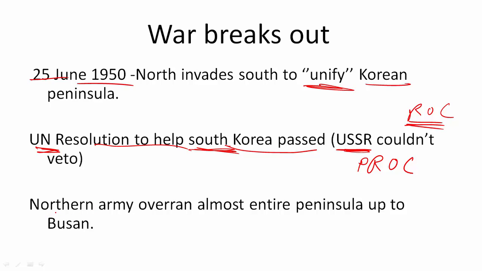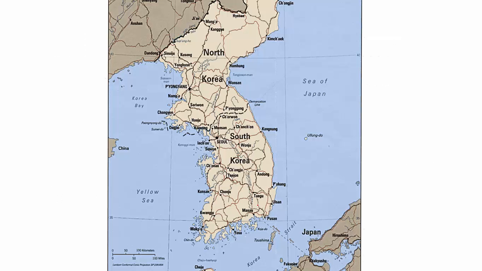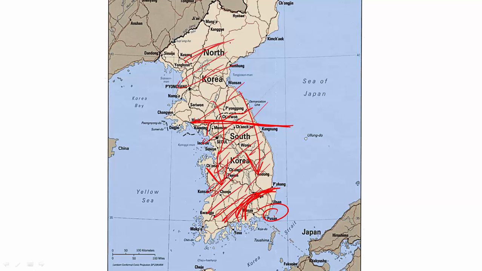But as I told you, the North Army was very strong and they soon overran the entire peninsula up to Busan. I'll show you on a map, don't worry. See, this is Busan. It is a big city, an important city situated on the southern coast of South Korea. So the North Army came all the way from here. This was the border, the 38th parallel. They came all the way from here till here. Only this small area was remaining, which was protected by the soldiers of the USA and South Korea. Apart from this, the entire Korean peninsula came under the control of the North Korean army.